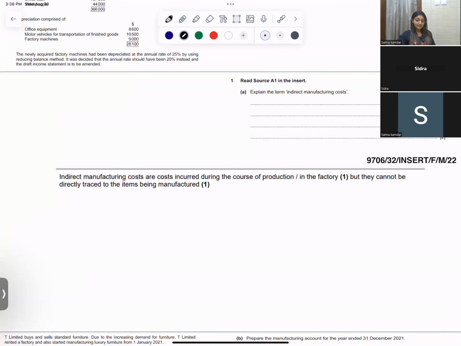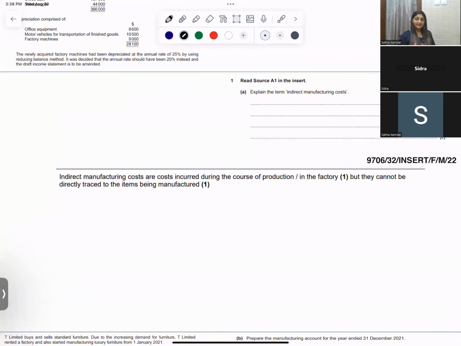Can you explain the term indirect manufacturing cost? Indirect manufacturing cost: costs that are not directly involved in the manufacturing process or production process of goods. Okay, very good.